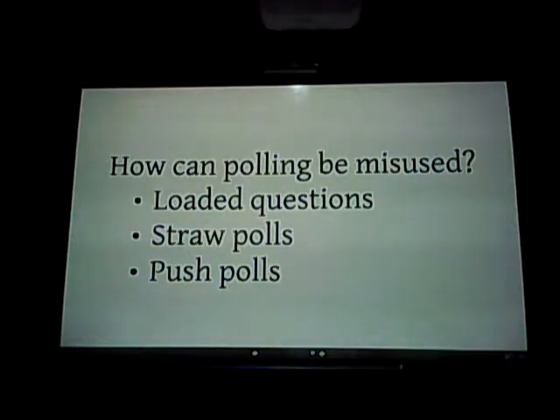All right, a loaded question is a question that is worded in such a way that it tries to force you into giving a certain answer. And I'll go over some examples in just a minute.